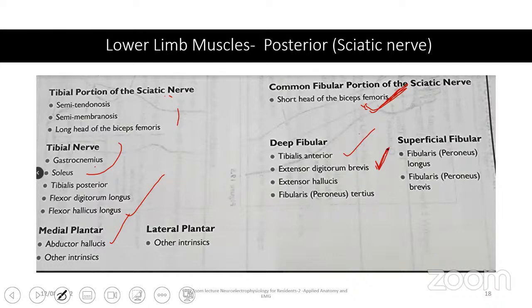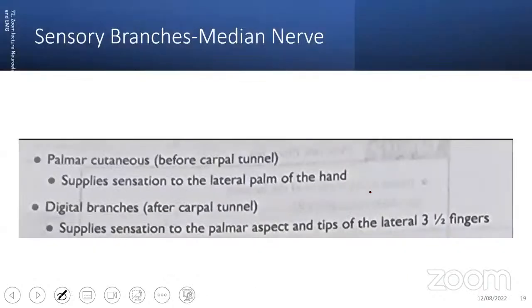Extensor hallucis and peroneus tertius, we don't do usually. And the peroneus longus and brevis muscles also, we don't do those. So with this, we'll go to the sensory branches, and briefly we just touch upon them before we go to EMG. The palmar cutaneous branch of the median nerve, that originates before the carpal tunnel, supplies sensation to the lateral palm of the hand.